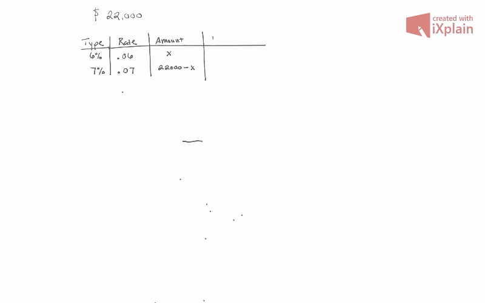Okay, this is going to generate your interest then. What we can do is, I'm going to go ahead and note this in red, we can do rate times the amount of money will equal the interest. So what that will look like will be 0.06 times x, and then 7 hundredths times 22,000 minus x. So that entire quantity that's happening there.